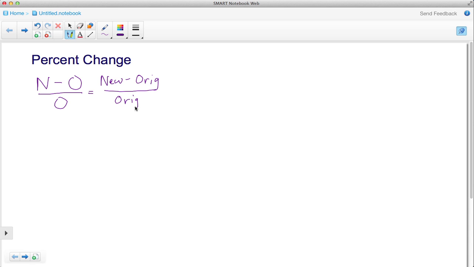Once we work out this fraction, this ratio, we're going to end up with a decimal, and then we're going to take that decimal and convert it into a percentage so that we can see what that percent change is. If the percent change is positive, then we know that we have an increase, and if that percent change is negative, then we know that we have a decrease. Let's start with this example.